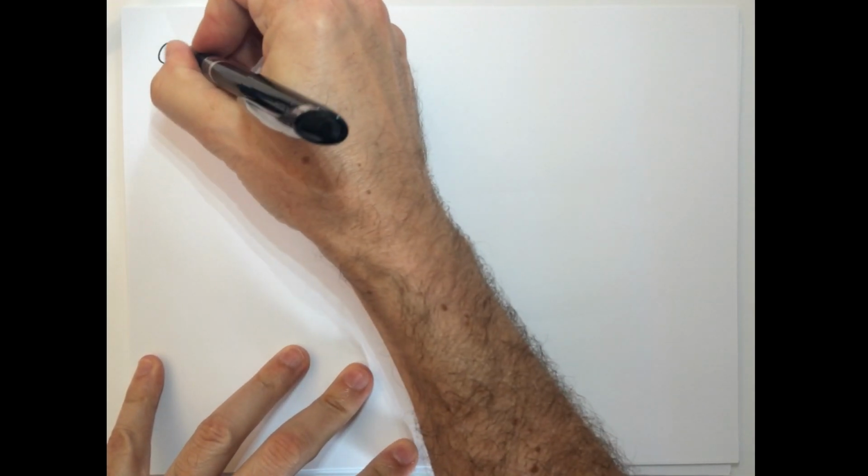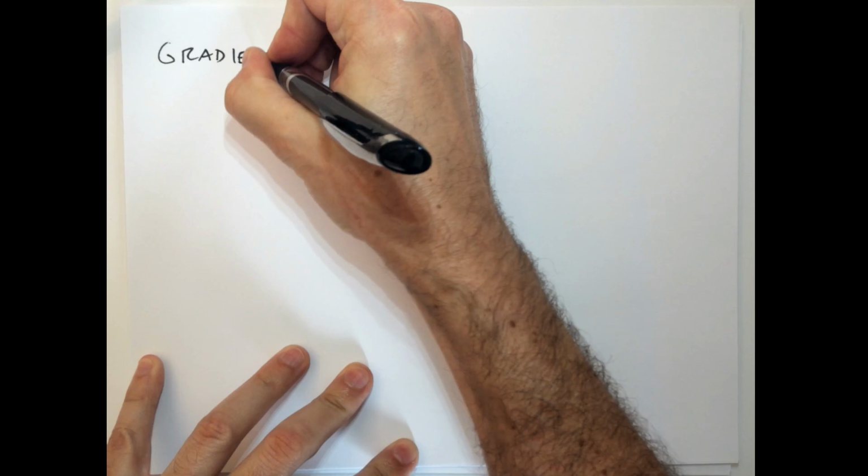The topic of today's class is what's called gradient descent. Gradient descent is like the workhorse optimization algorithm of modern machine learning. Okay, so that's today's topic: gradient descent.